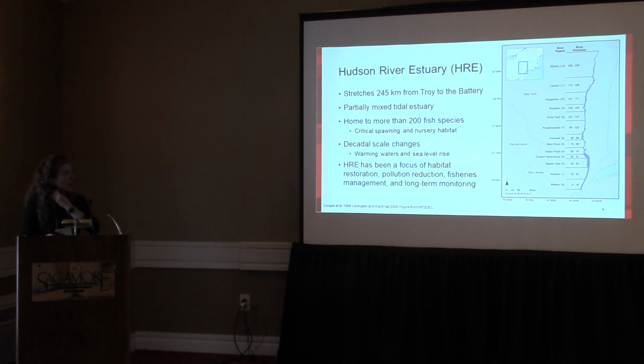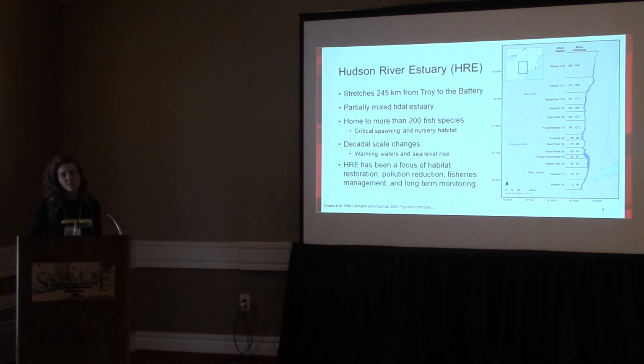A little bit about the Hudson River estuary. It's a partially mixed tidal estuary that stretches 245 kilometers from Troy to the Battery in New York City. It's home to more than 200 fish species, which Katrina highlighted in her talk, and it provides critical spawning and nursery habitat. Like many aquatic ecosystems, it's been impacted by climate change.